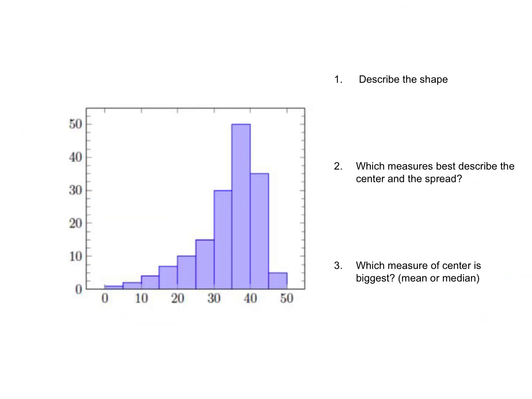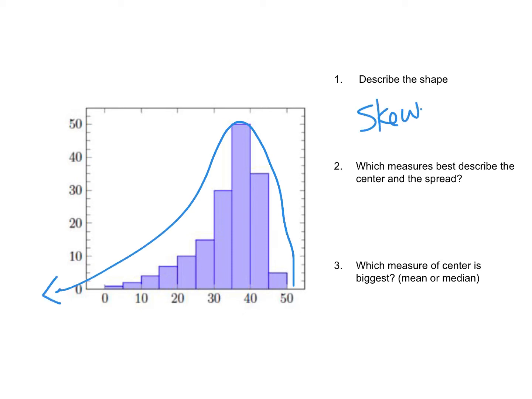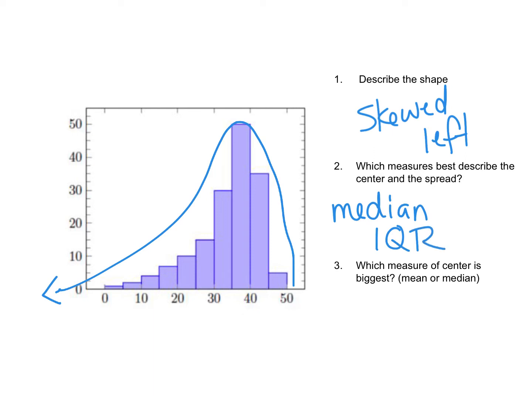Let's see if you get it. Describe the shape. Well, if I kind of squint, it looks to me like my tail is going to the left, so this is definitely skewed left. So which measure best describes it? Well, the mean would get pulled to the left, so we use the resistant measure, the median, and the one that is also resistant, the interquartile range. And then I'm asking, so which measure of center is biggest? Well, the mean would get pulled to the left, so that would make your median the larger measure.